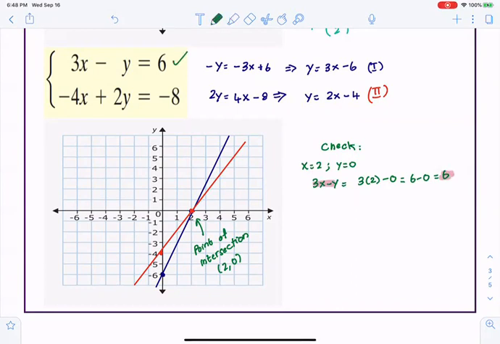Now, when x is 2 and y is 0, which is our point of intersection, when we plug it into the second equation, we need to get negative 8 on the right-hand side. So negative 4 times 2, plus 2 times 0. We have negative 8 plus 0, which is negative 8. So the second equation also checks out. So we have the correct point of intersection. In other words, we have the correct solution.